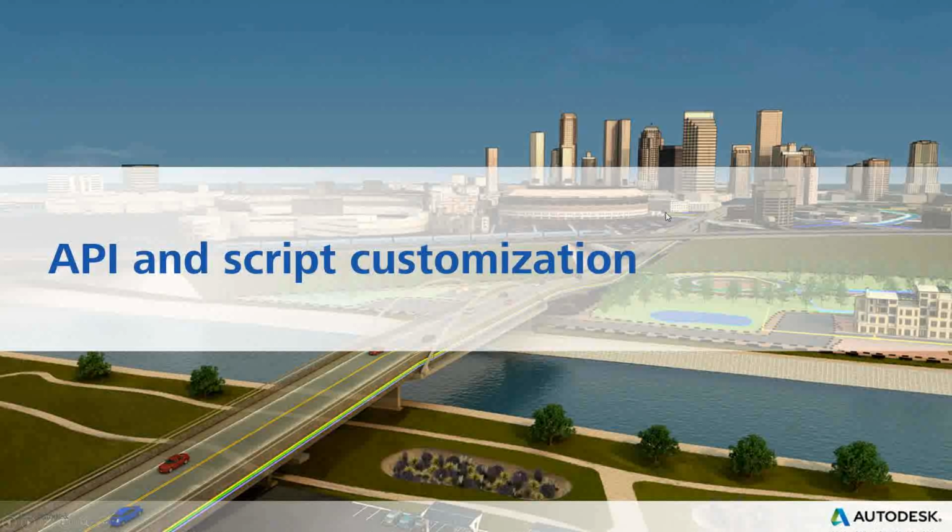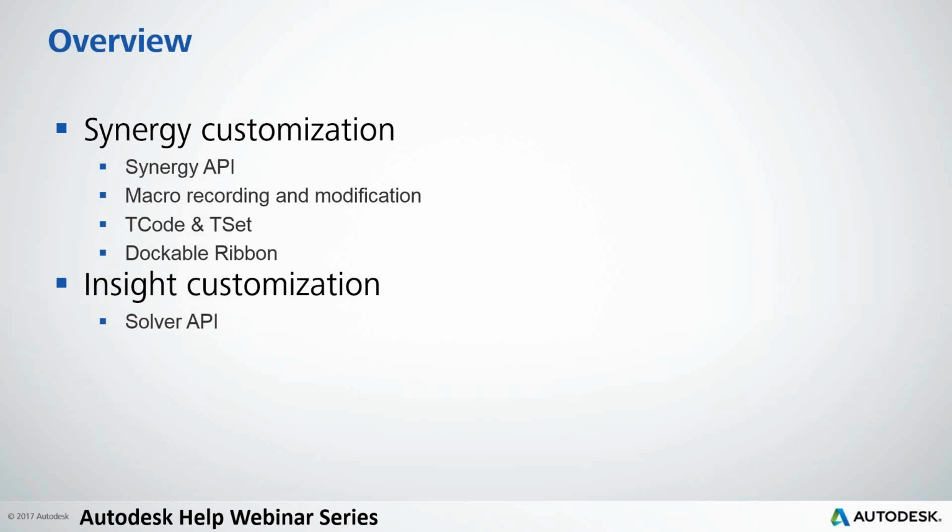Okay, then let's move to the API and script customization. So, a very rough overview of what we are going to see now. It's two kinds of customization. Basically, what we are going to deal with is the Synergy API and macro recording, modification, and playback. We are going to give a look at the T codes and T sets. Maybe not so many of you know what that is, and it's also a nice feature.